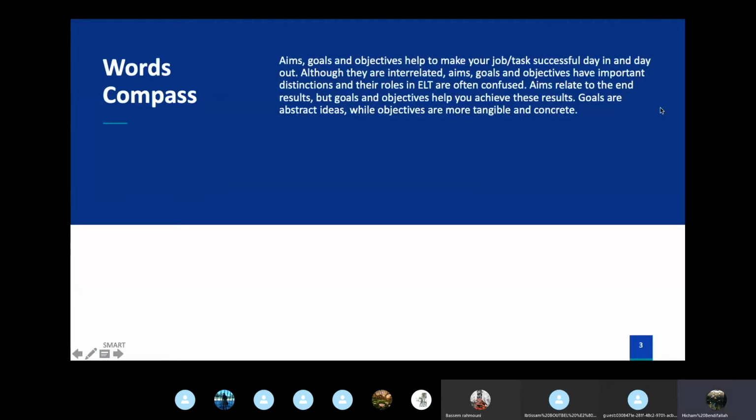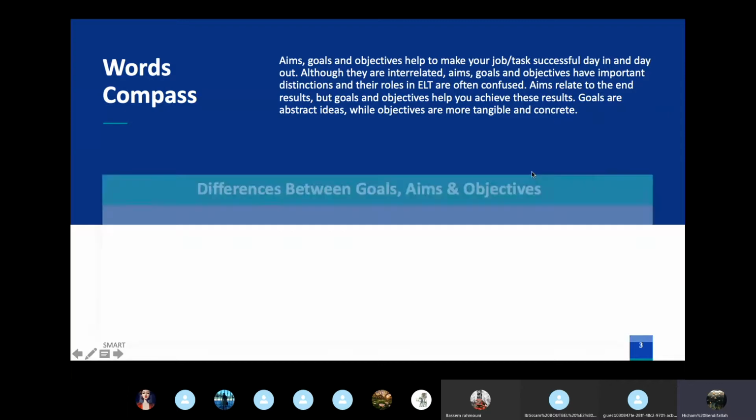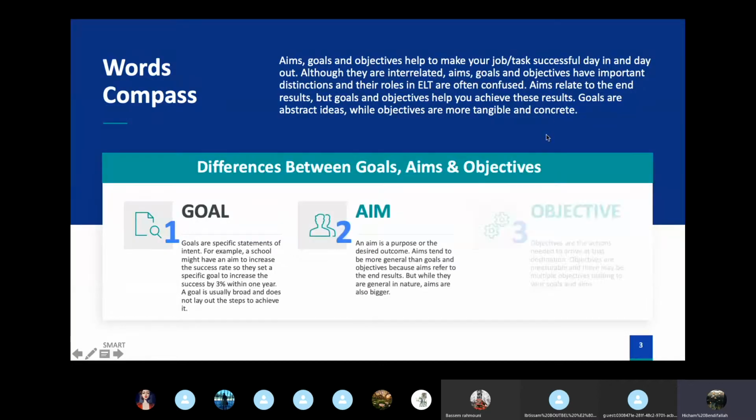Coming to the words compass. Generally, most of the times I really like to make people understand what is behind that word particularly, because as you see here in this slide, maybe these are things you're working with very often, and you get confronted with them, but you might be confused in order to make a difference between them.